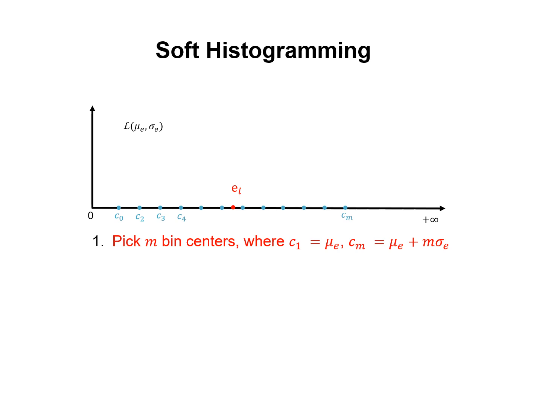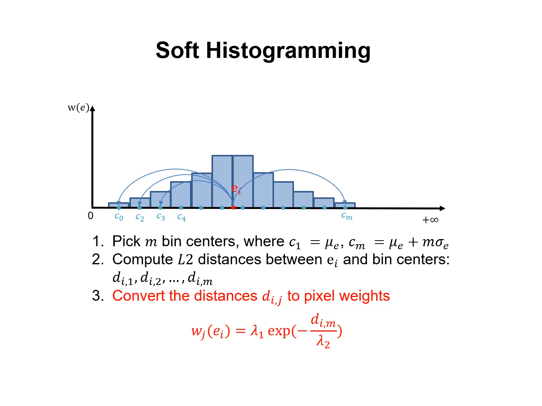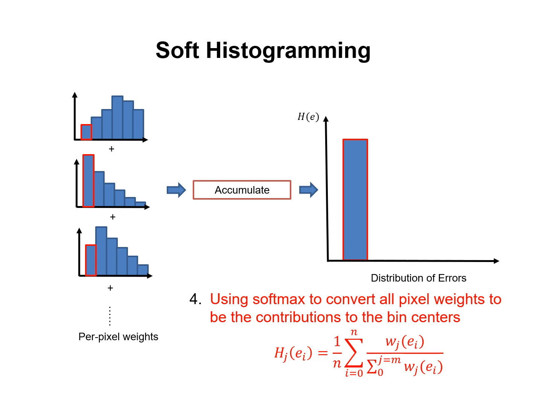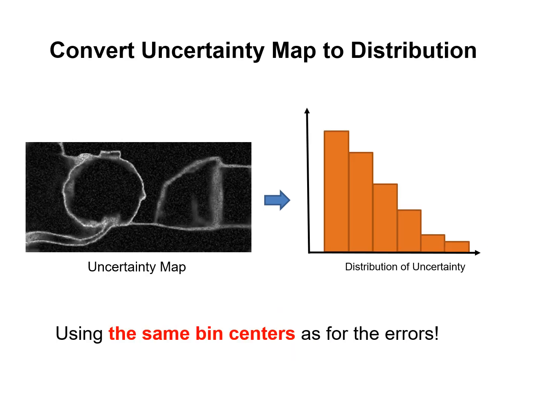Firstly, we pick n bin centers based on the mean and standard deviation of the errors. Given the error of pixel i, which is e_i, we compute the L2 distance between e_i and the bin centers. We convert the distance into pixel weight by an exponential function. Applying softmax to the pixel weights of a specific bin allows us to transform them into contributions corresponding to the center of each bin. Repeating the operation for all the bins, we obtain the final differentiable histogram. We apply the same approach to generate the distribution of uncertainty with the same bin centers as for the errors.